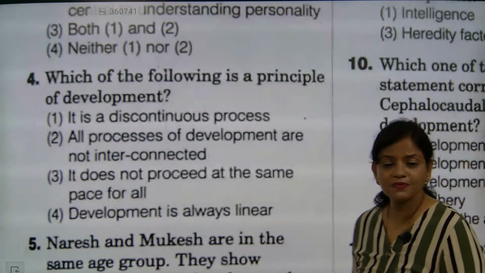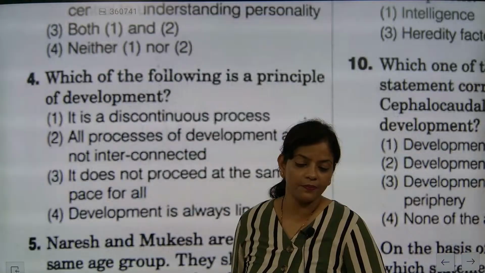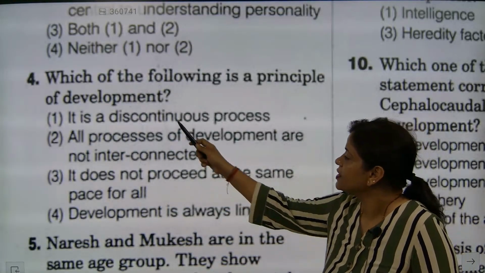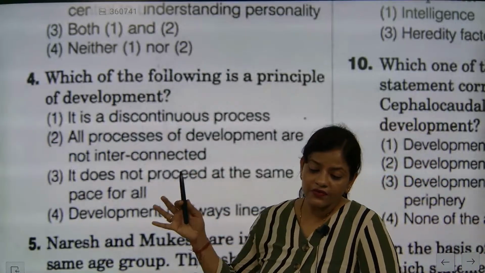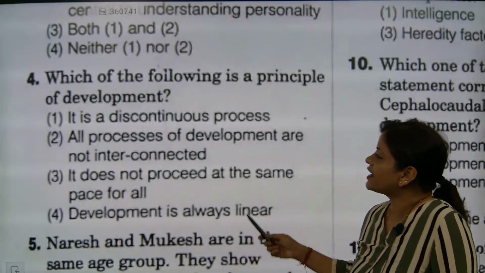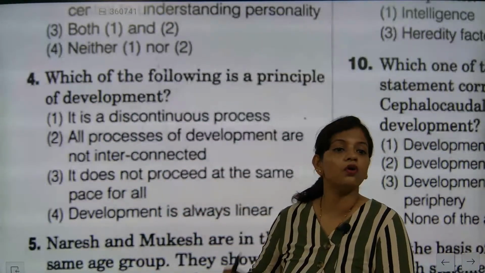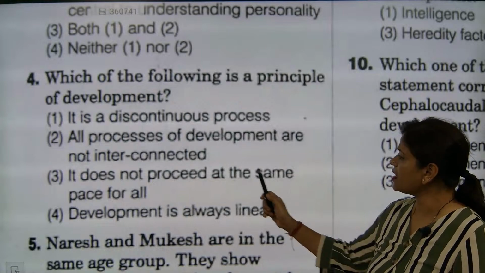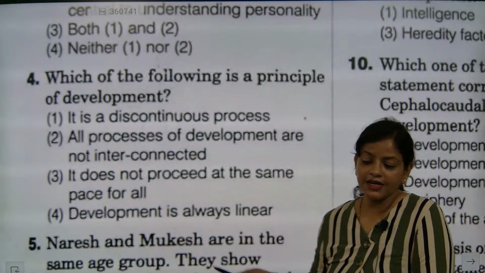Which one, ma'am? Which of the following is the principle of development? Which one is exactly the part or principle of development? It is a discontinuous process. No, development is an ever continuous process. Second, all processes of development are not interconnected. No, all processes of development are interconnected. It does not proceed at the same pace for all. Yes, it is not proceeding at the same pace.